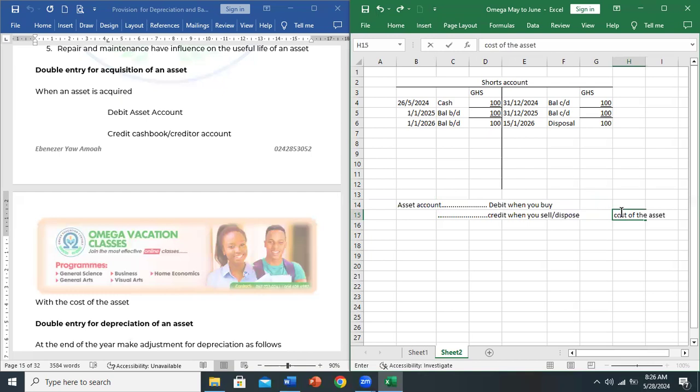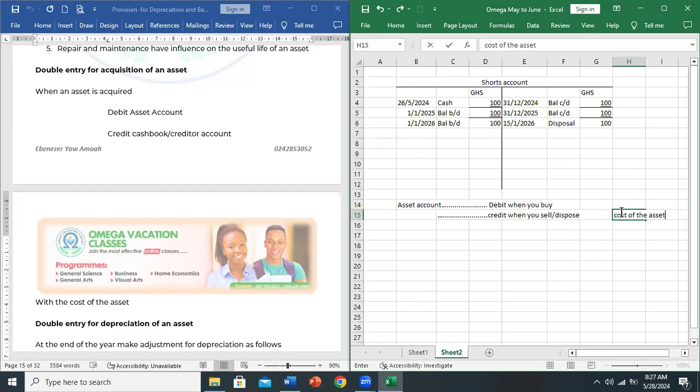Okay, for the benefit of those who just came, we are saying that if every business buys assets, let's say for instance, a building or a vehicle, you have to record it in your books. Like we have been doing, when you buy a motor vehicle, you open the asset motor vehicle account. And what do you do? You debit it. So when you buy an asset, you debit the asset account.